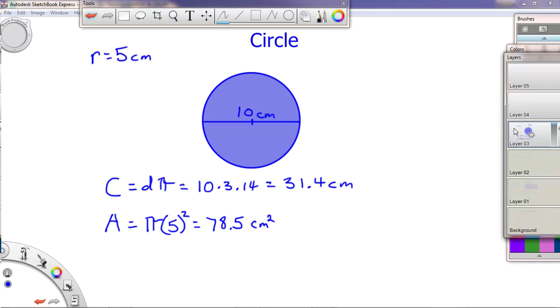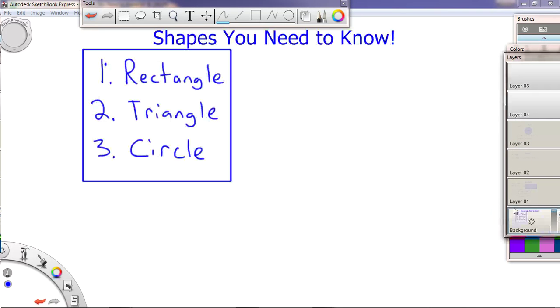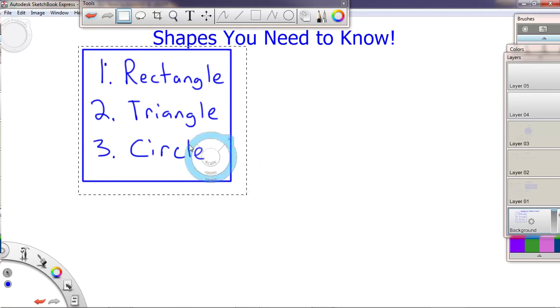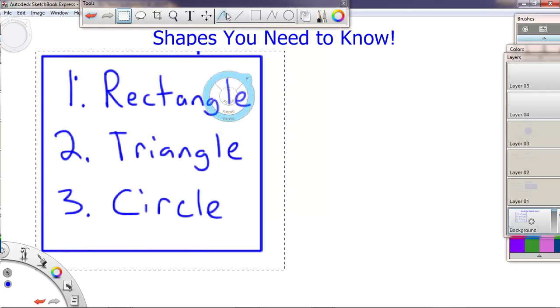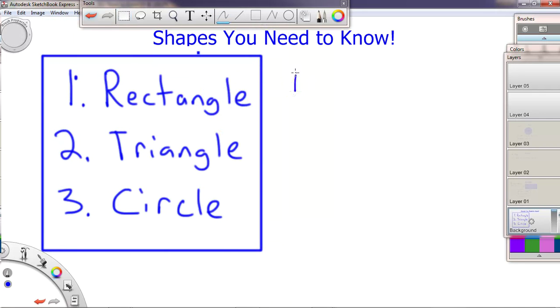Let's go back to our background here. Okay, so let's just put up some quick formulas here. I'm actually going to take this and blow it up so I've got room. Okay, so the perimeter of a rectangle was equal to double the width plus double the length. The area was the length times the width.